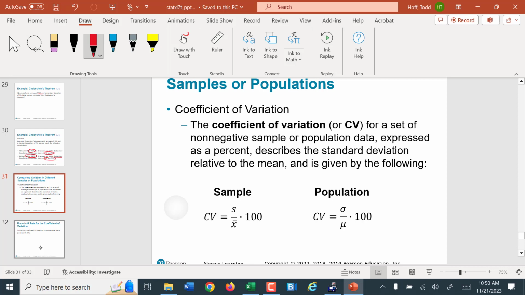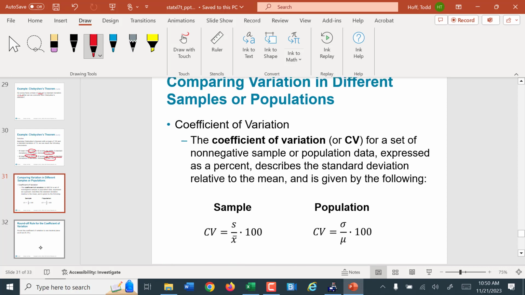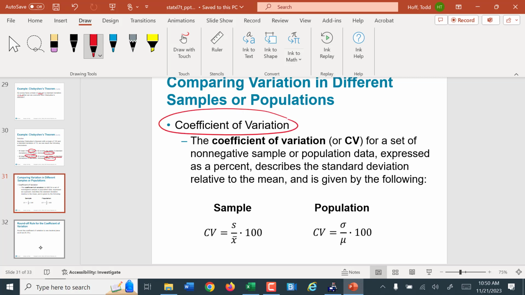So for comparing our variation in different samples, there's a tool called the coefficient of variation. Now, a lot of textbooks have stopped using this coefficient. Ours is going to continue to do it. All it is is a ratio between the standard deviation and the mean. So for a sample, it's just S divided by X bar times 100 to turn it into a percent. For a population, it's sigma divided by mu. Again, it's just the standard deviation divided by the mean, and then times 100 to turn it into a percent.